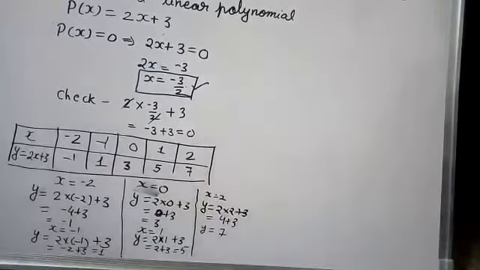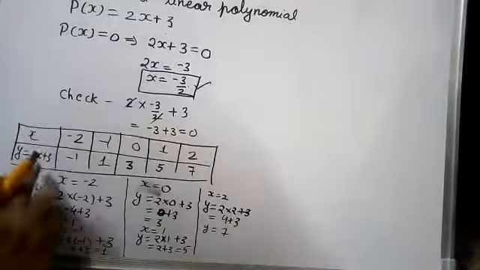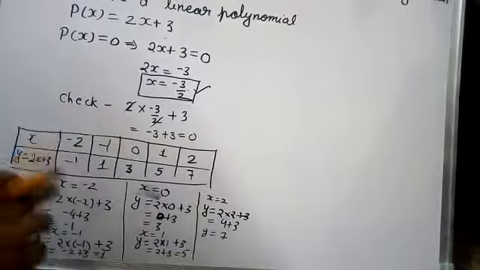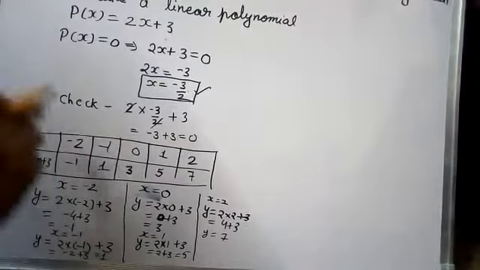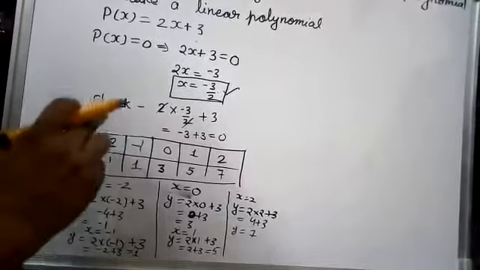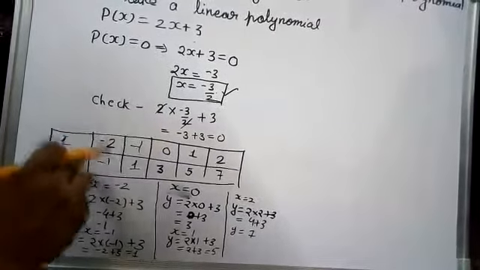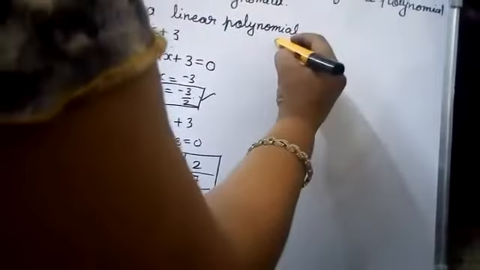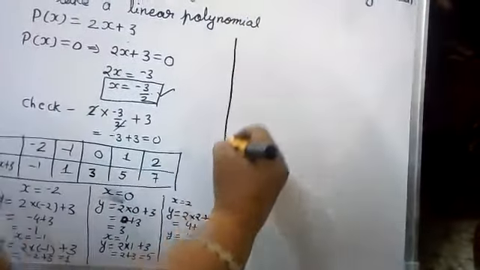So children, for the different values of x, we have found the different values of y. To draw a graph, it is always drawn between two coordinates. We need two coordinates, x and y. Here we have got all these x and y coordinates. Now let us draw the graph between these coordinates of x and y.